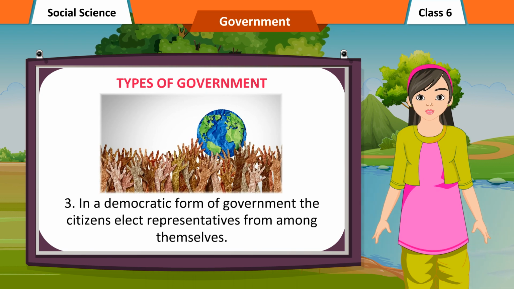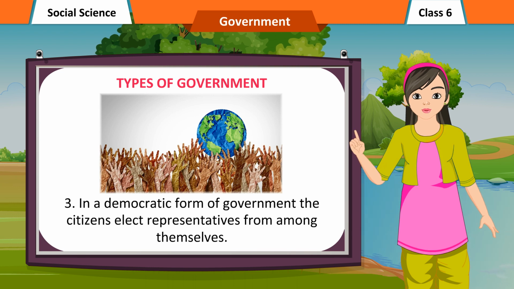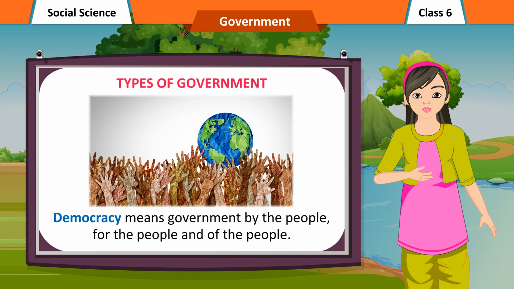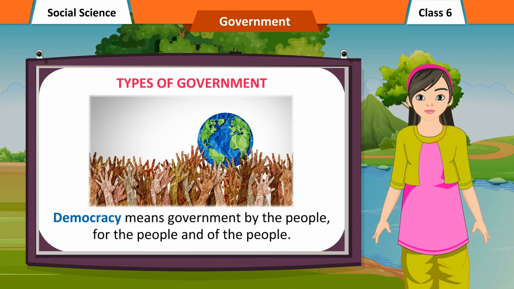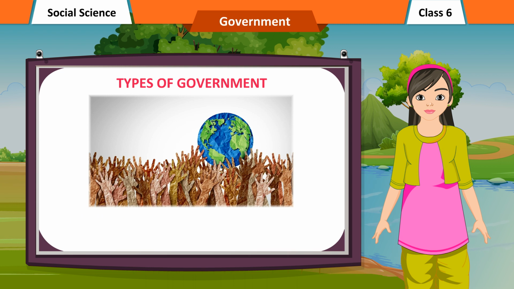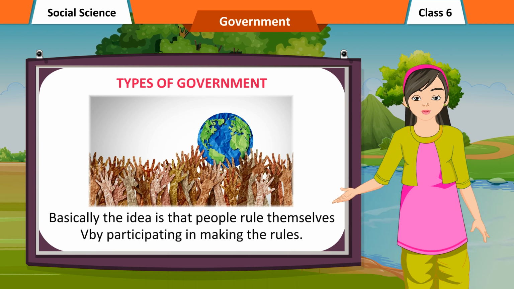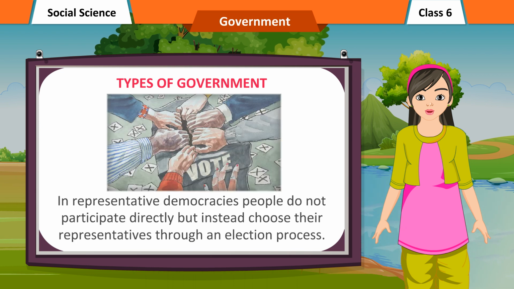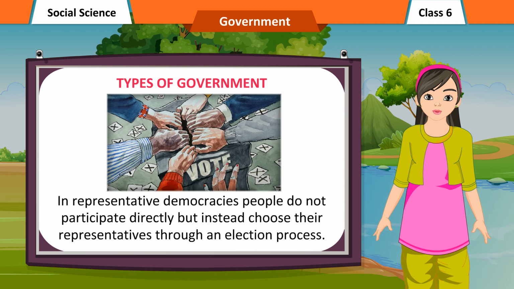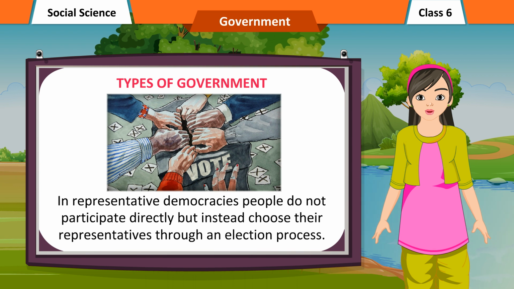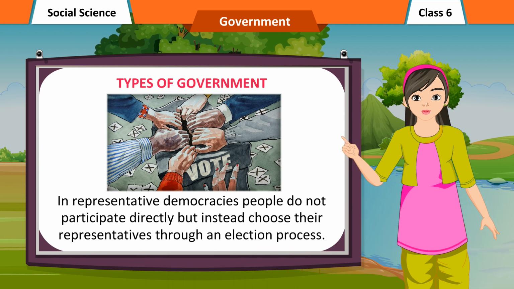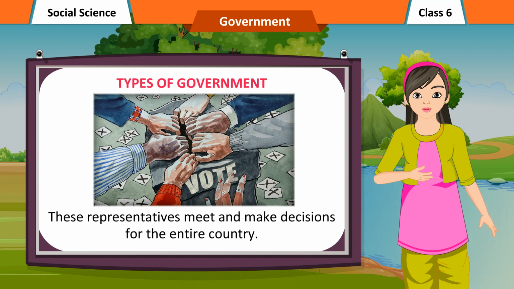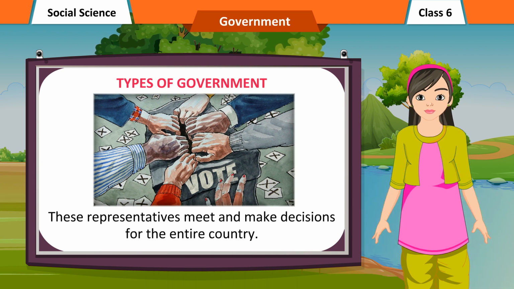3. In a democratic form of government, the citizens elect representatives from among themselves. Democracy means government by the people, for the people, and of the people. Basically, the idea is that people rule themselves by participating in making the rules. In representative democracies, people do not participate directly but instead choose their representatives through an election process. These representatives meet and make decisions for the entire country.